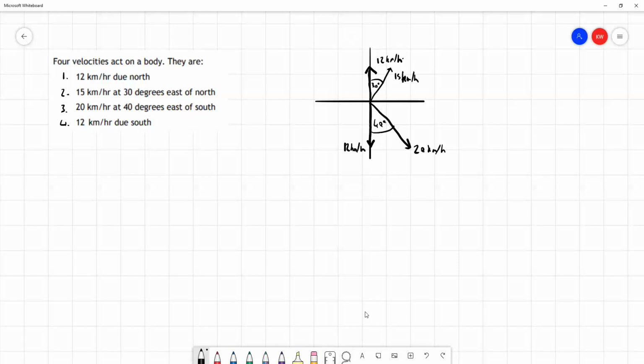So we're going to take each vector in turn and find the horizontal and vertical components, and that will be the first stage of the problem. So let's start with vector 1. I should just make a wee north sign at the top there. East, west, south. And we'll use the convention where vertical north is positive and south is negative, and horizontal east is positive and west is negative.